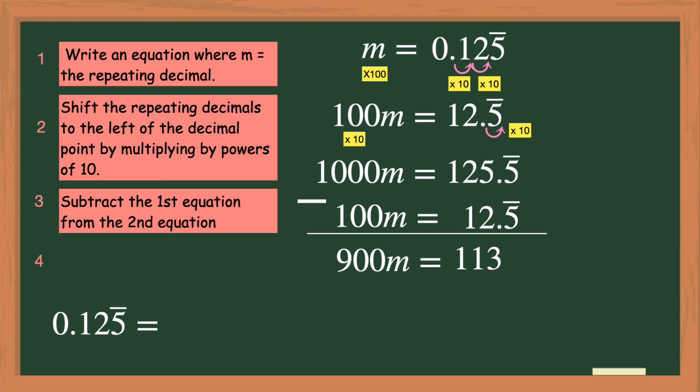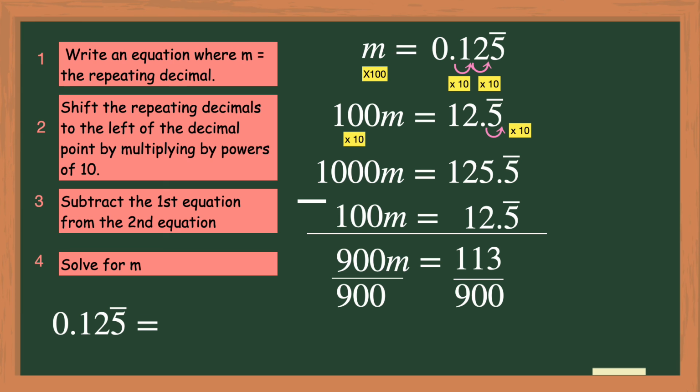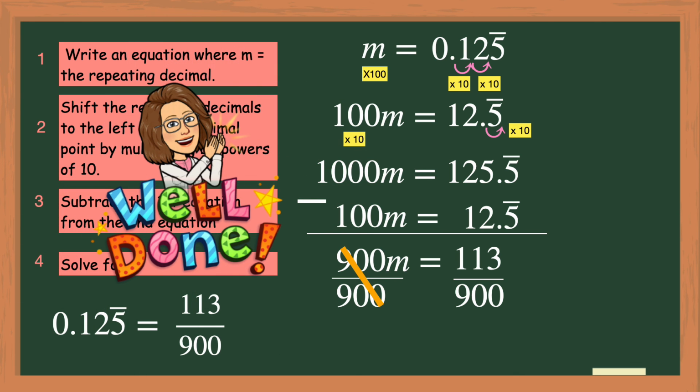Step number 4. Solve for m by dividing each side of the equation by 900. The 900s cancel each other out, leaving the fraction 113 over 900. And that's it. You did it. You completed all 3 challenge questions.